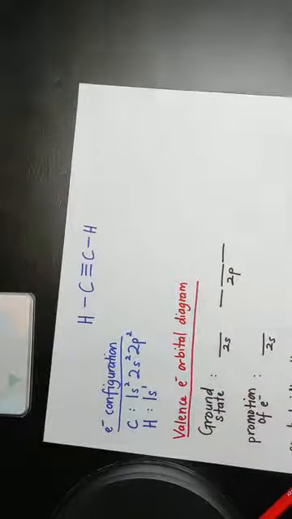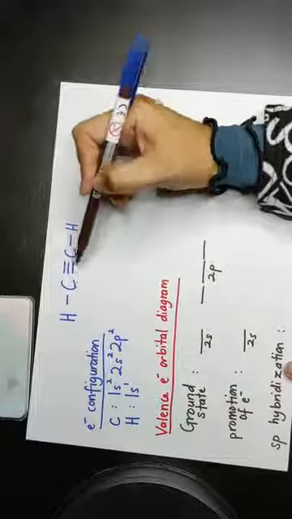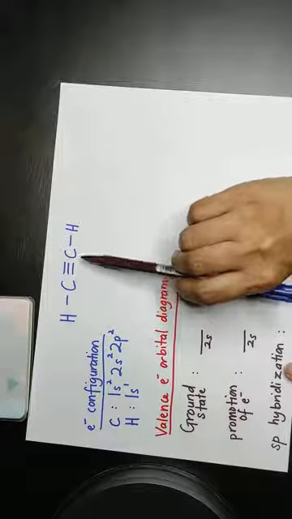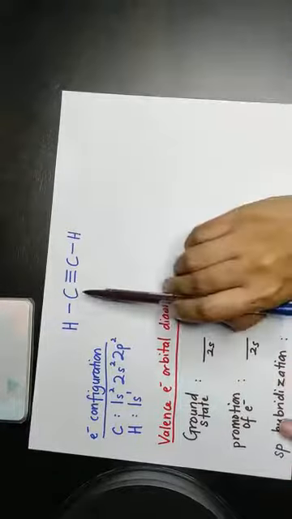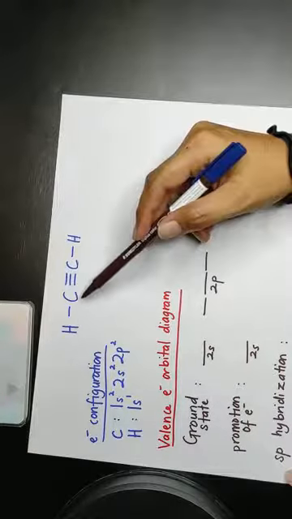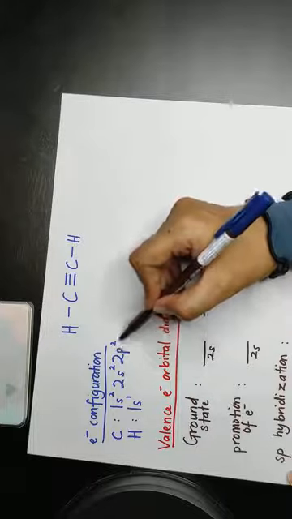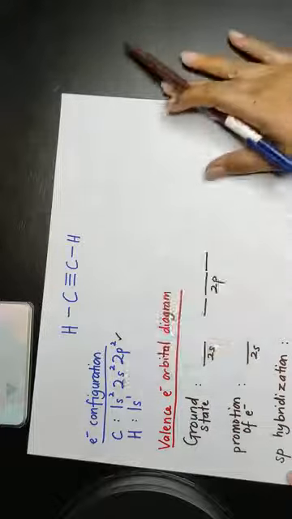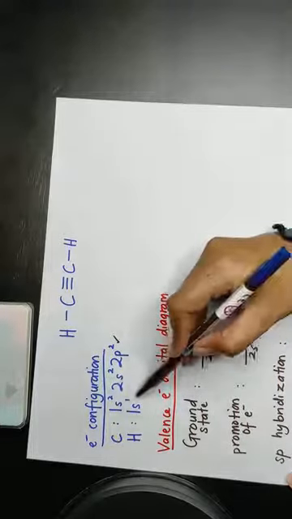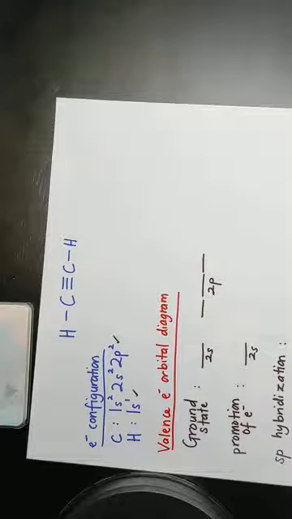So we are going to describe the process of hybridization undergone by both carbon atoms, but since they are identical, I will explain once for the hybridization of carbon atoms in this molecule. This is the electronic configuration of carbon, 1s2, 2s2, 2p2, and this is the electronic configuration of hydrogen atom.